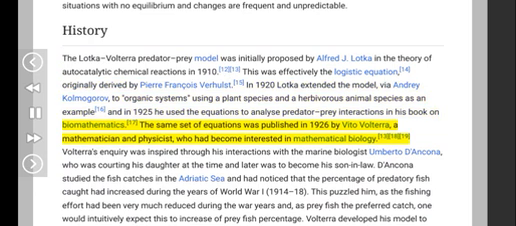The same set of equations was published in 1926 by Vito Volterra, a mathematician and physicist, who had become interested in mathematical biology. Volterra's enquiry was inspired through his interactions with the marine biologist Umberto d'Ancona, who was courting his daughter at the time and later was to become his son-in-law.